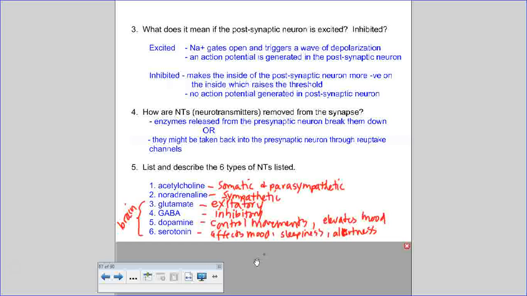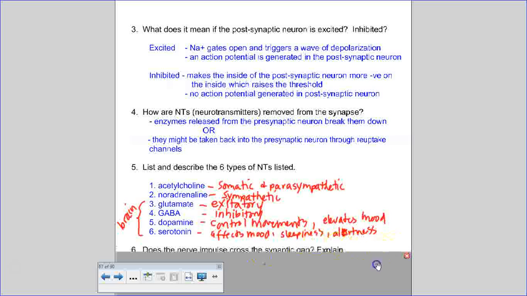Serotonin also affects mood. If you have depression, for instance, depression is often associated with lower serotonin levels. It affects your mood and your sleep patterns and your ability to focus, and it's often associated with your serotonin levels, and sometimes dopamine as well. But serotonin affects your mood, your sleep patterns, sleepiness, and your level of alertness or focus.